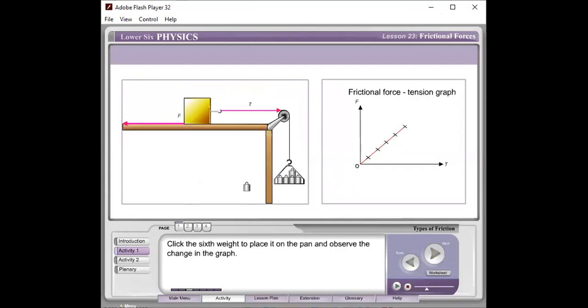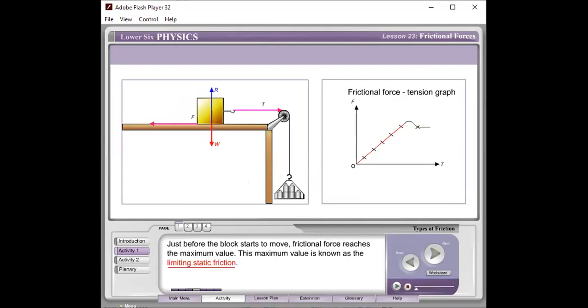Click the sixth weight to place it on the pan and observe the change in the graph. Just before the block starts to move, the frictional force reaches its maximum value. This maximum value is known as the limiting static friction.